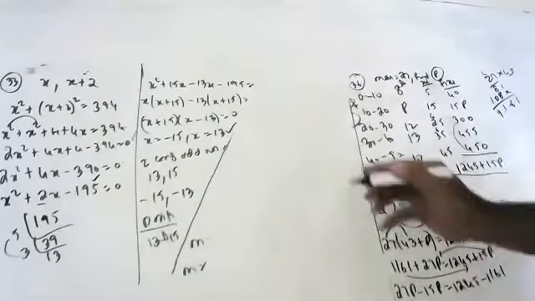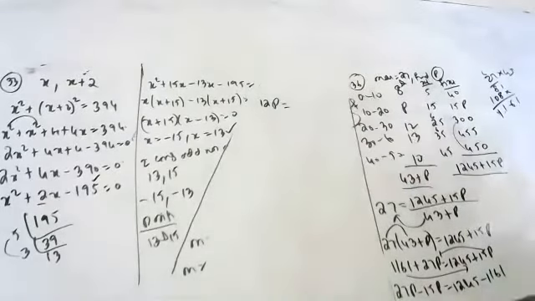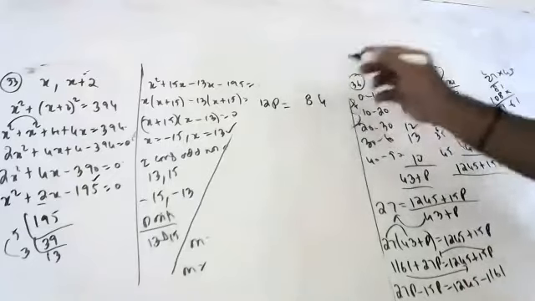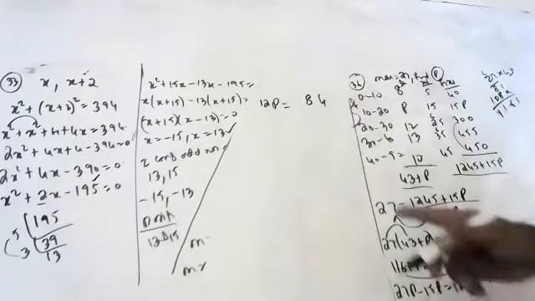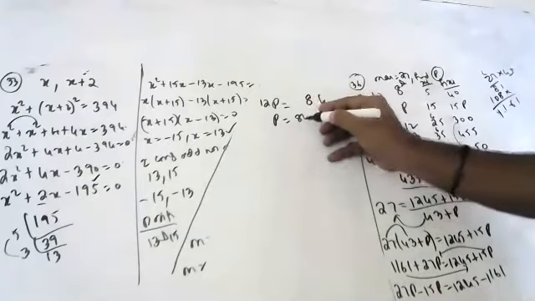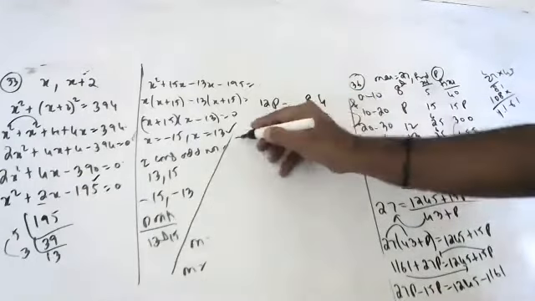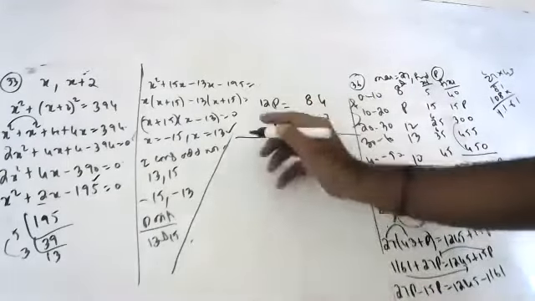How much is that, children? 12p is equal to 1245 minus 1161, that is 84. So p is equal to 7. P is equal to 7. That's it. Next question, children.